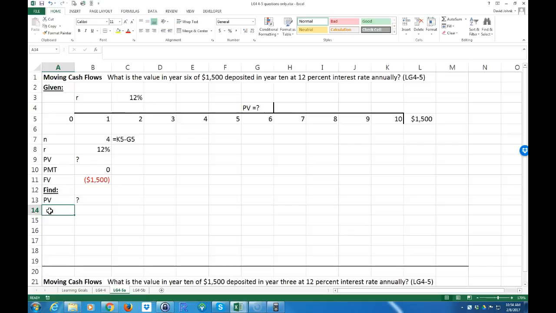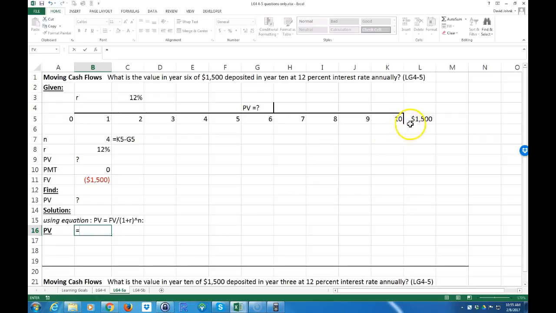So for a solution, let's go ahead and use the equation first. So for a solution, we say the present value is equal to the future value. So I'm going to say a negative this to make it positive, divided by 1 plus R, this right here, to the power, right? And make that dollars and cents. So that would be my answer using an equation.